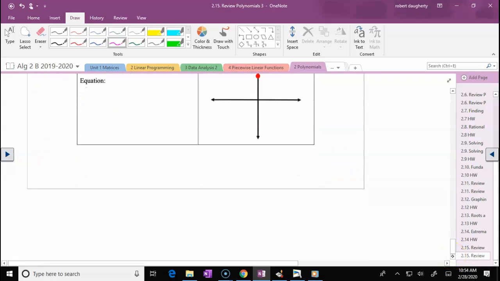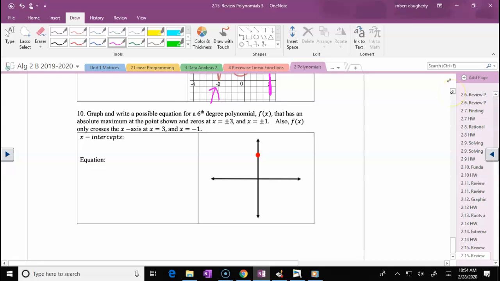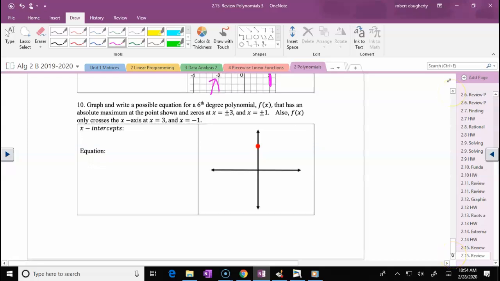Graph and write a possible equation for a 6th degree polynomial that has an absolute maximum at the point shown, and it has zeros at plus or minus 3, plus or minus 1. It only crosses at 3 and 1. So let's draw what we see. It only crosses at x equal 3 and at x equal negative 1. So that means it does not cross at negative 3 and it does not cross at positive 1.